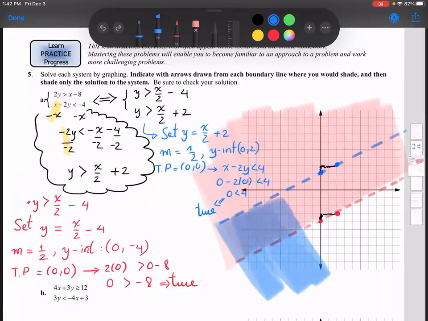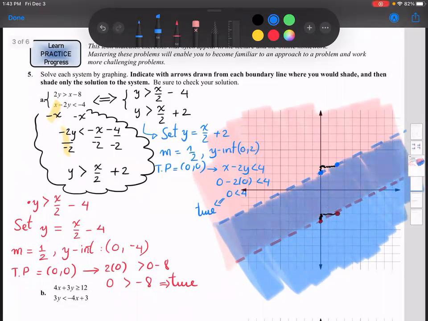I'm shading whatever is below the blue line. Can you see the solution now? What is the solution here? I'm almost done. Well, I'm done. What is the solution?